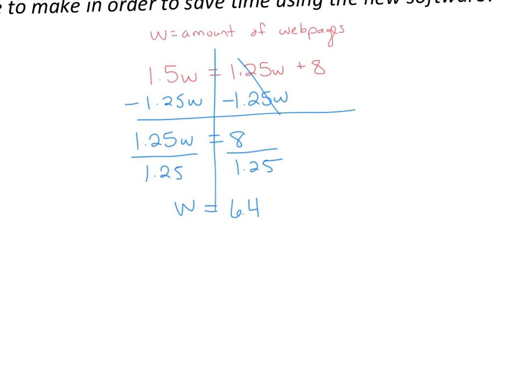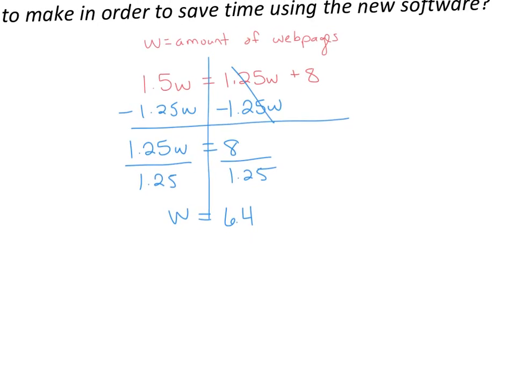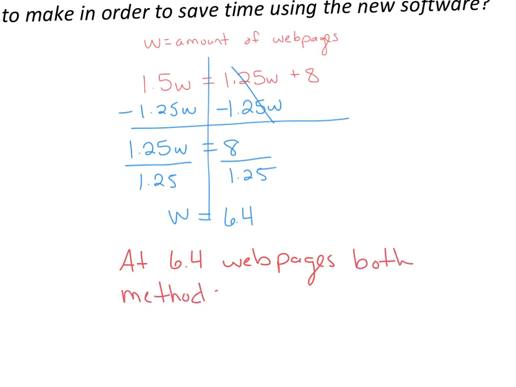All right, so now write your sentence. So at 6.4 web pages, we'll see, we'll put both methods are equal. Okay, all right, that concludes these notes.